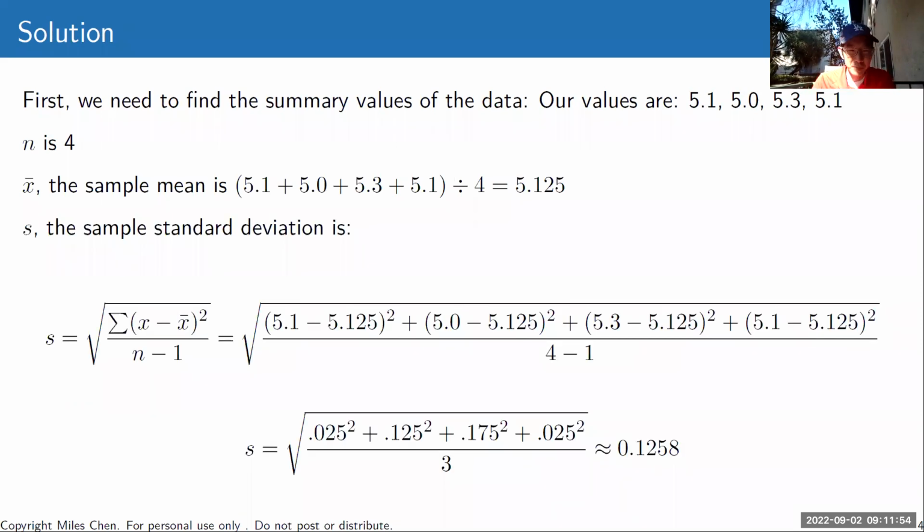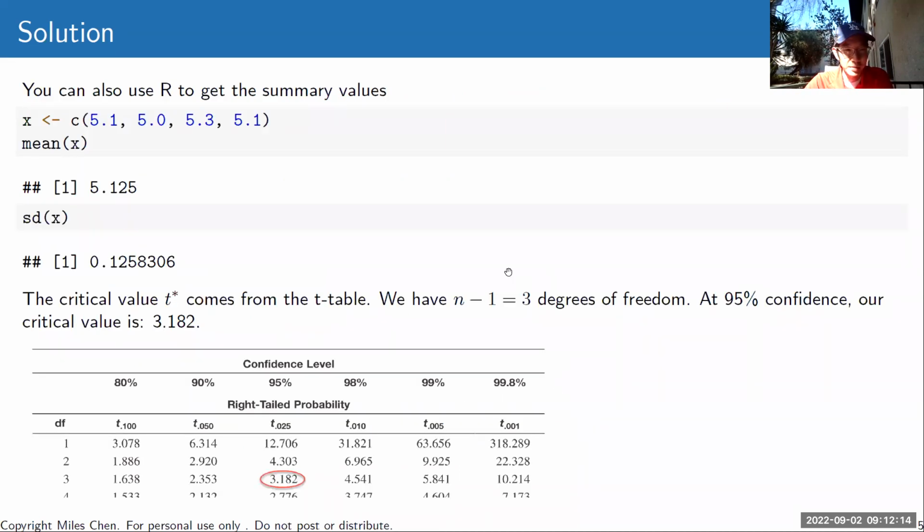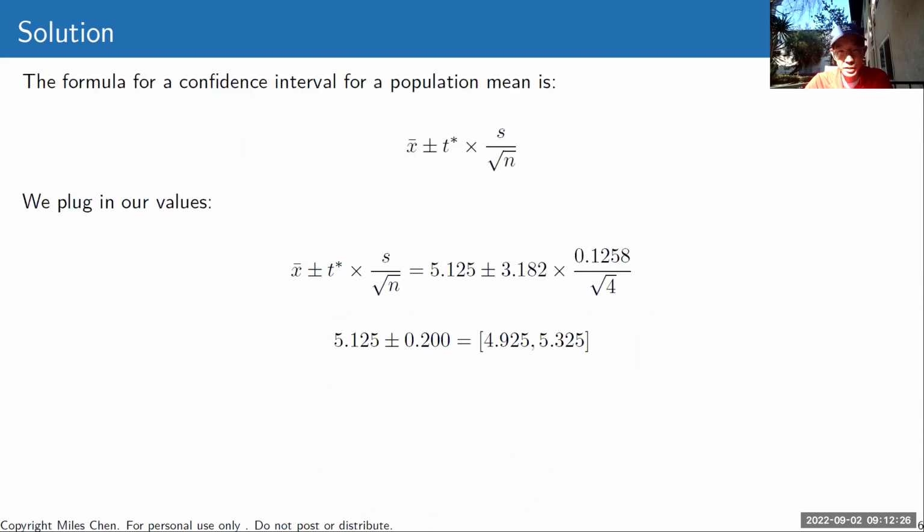The mean is, you add up your numbers and you divide by 4. And then the standard deviation: once you find the mean, you get the difference of each value from the mean. You square that difference, divide by n minus 1, after adding them all up, and then you take the square root. Here I showed using R, and then we'll get the critical value T from the T table, and once you have that, you can plug everything in to get your confidence interval.